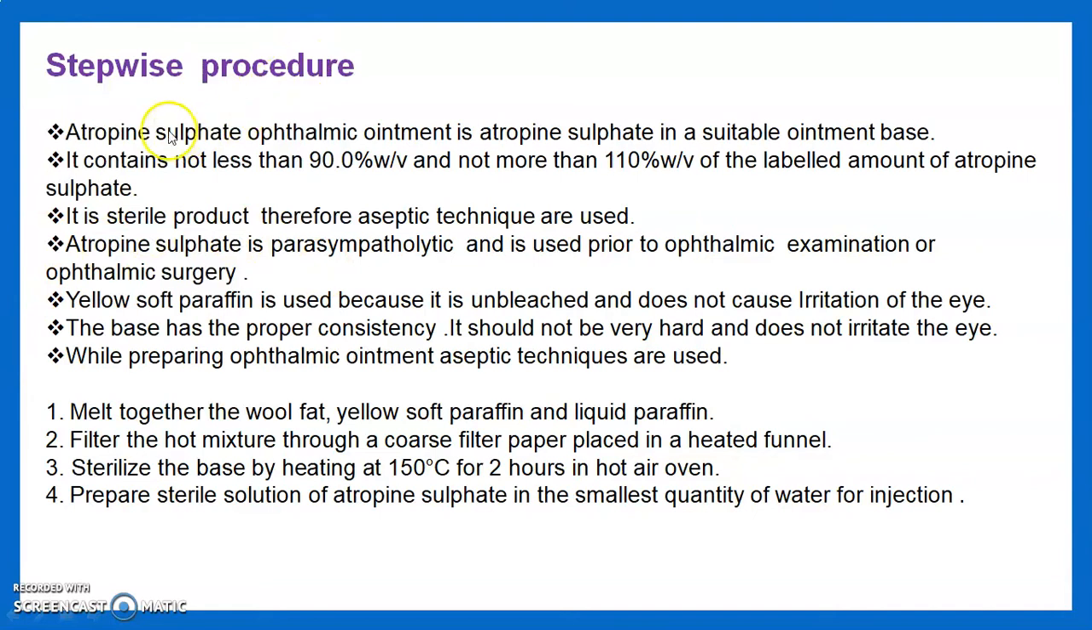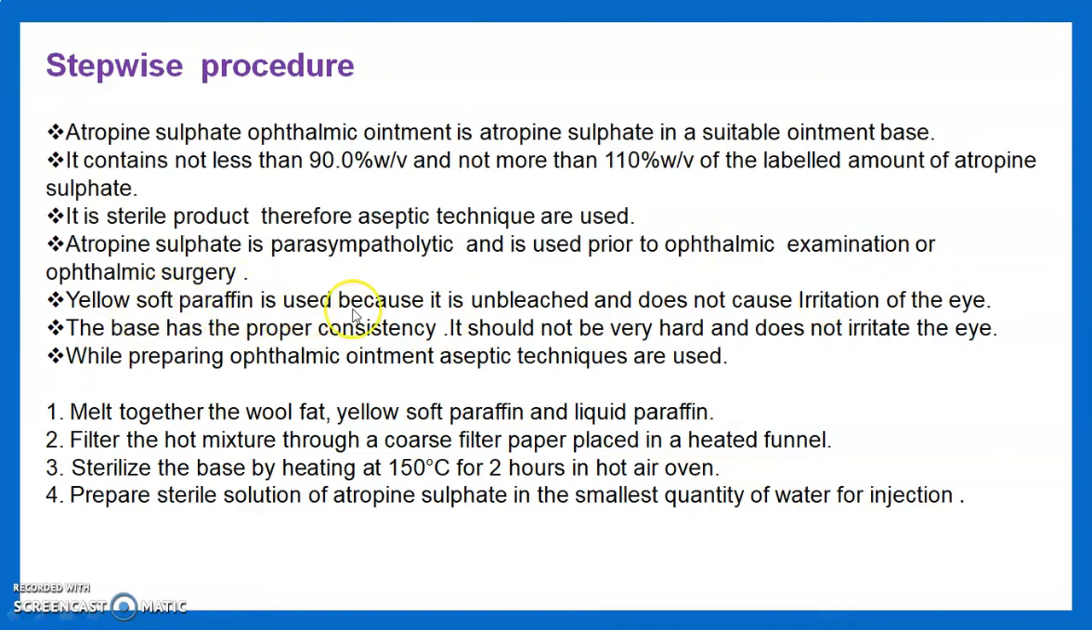Then we see the stepwise procedure, before going to the actual laboratory session for our practical. Atropine sulfate ophthalmic ointment is atropine sulfate in a suitable ointment base. It contains not less than 90% w/v and not more than 110% w/v of the labeled amount of atropine sulfate. These are the limits of the content of atropine sulfate. It is a sterile product, therefore aseptic techniques are used. Atropine sulfate is a parasympatholytic, used prior to ophthalmic examination or ophthalmic surgery.